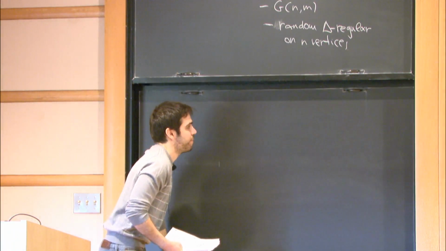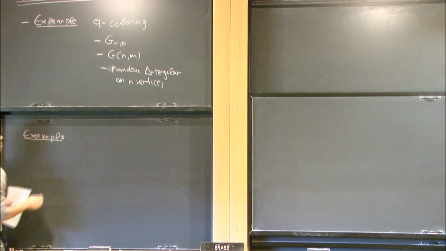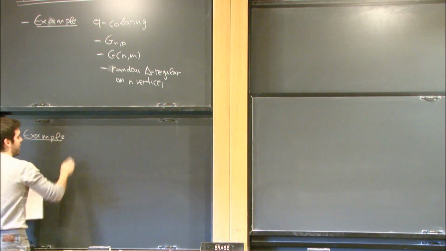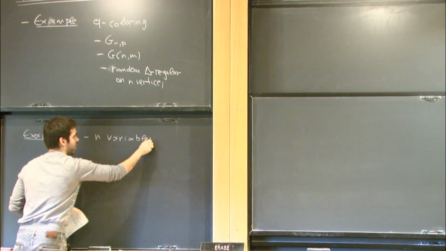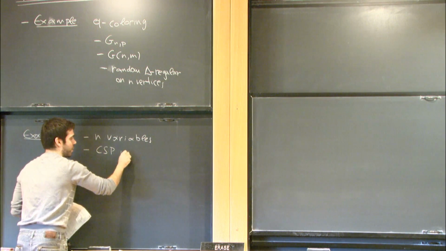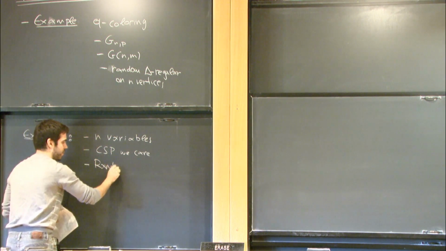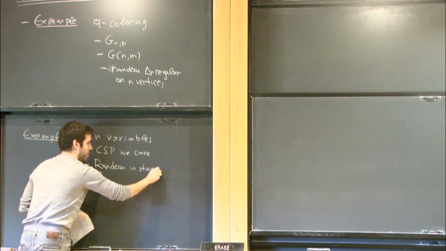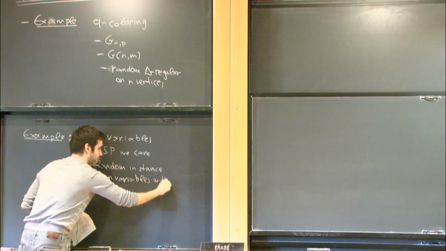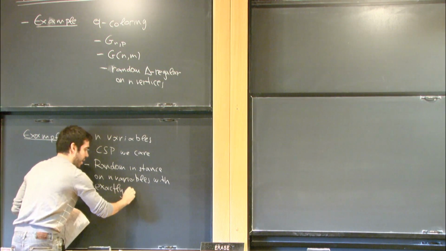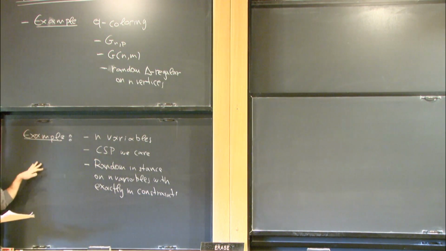So now let me focus for a while on random models of this form, but for general CSPs. That is, we have n variables. We have a CSP of our choice. And we choose a random instance on n variables with exactly m constraints. Okay, so let me focus for now on this model.